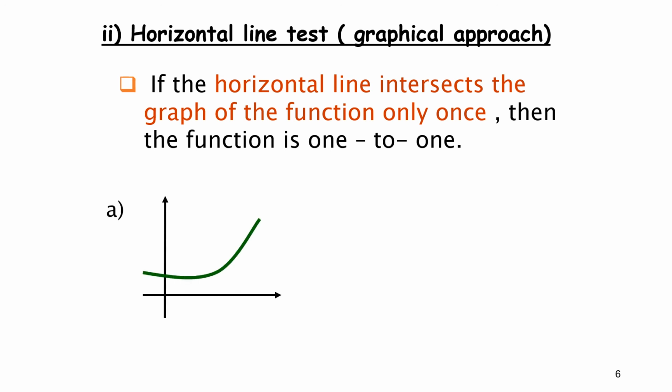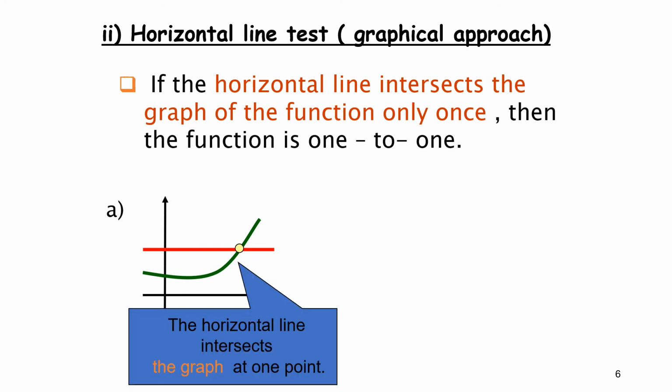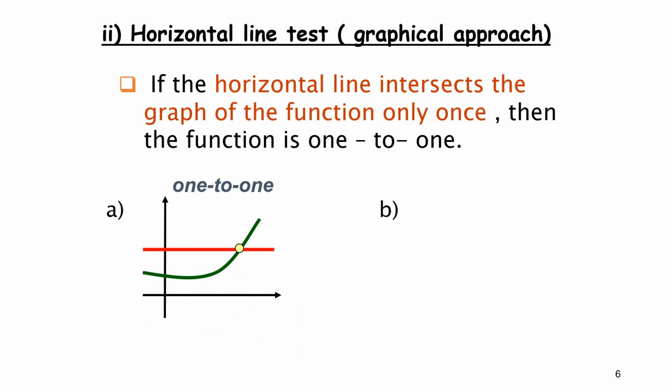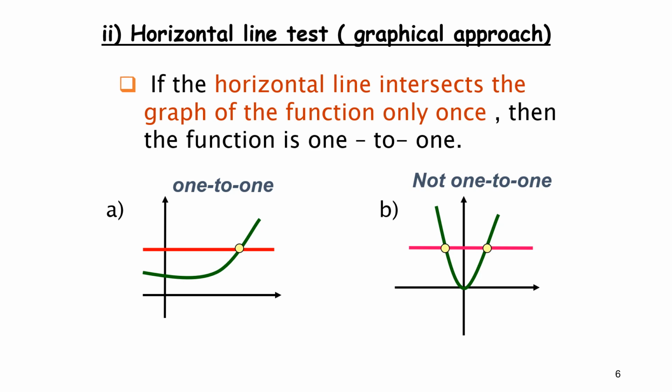Okay, for example, this graph, when we do the horizontal line test, it just cuts at only one point. So, it is a one-to-one function. Okay, the second one is the quadratic function. So, when we do the horizontal line test, it cuts at 2 points. So, it is not one-to-one.